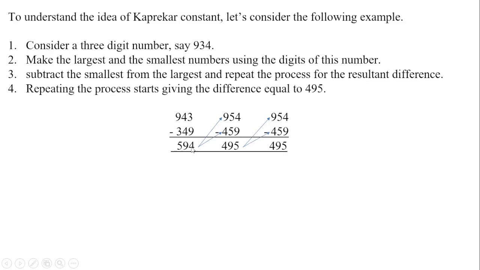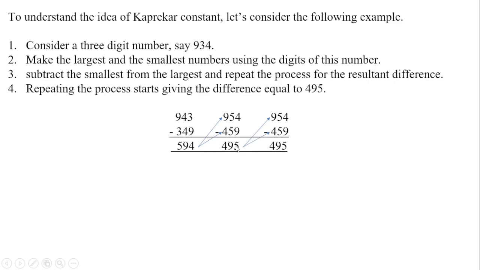Now repeat the same process for 594. That means again form the largest number using the digits and form the smallest number. Here the largest number is 954 and the smallest number is 459. Again take the difference, subtract, and we get 495. Now repeat the process with 495. Take the largest number, 954, and the smallest number, 459, and take the difference, and you get the same number again, 495.